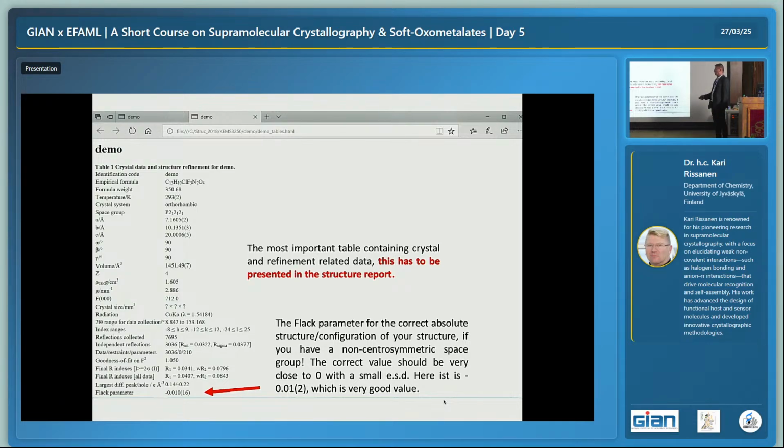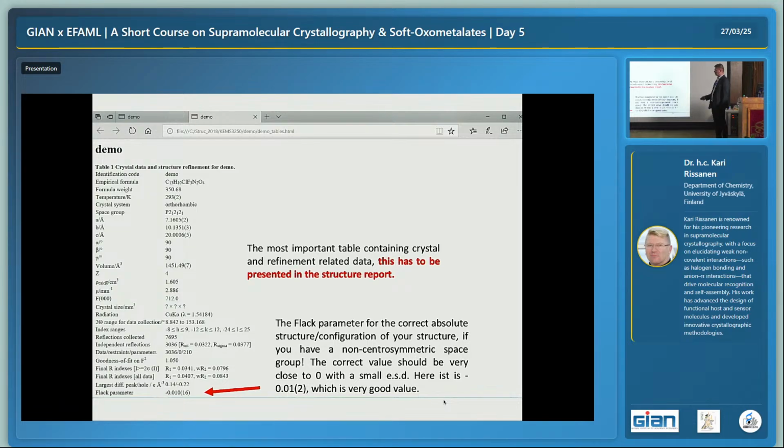And then the R values, remember, these are the values which tell us how well our model fits with the data, and this number should be as small as possible. There are 2 values. One where we cut the weak reflections out, so it only accepts reflections which are higher than 2 sigma, the normal, and then we can have all of them. You can see that this number is always more.